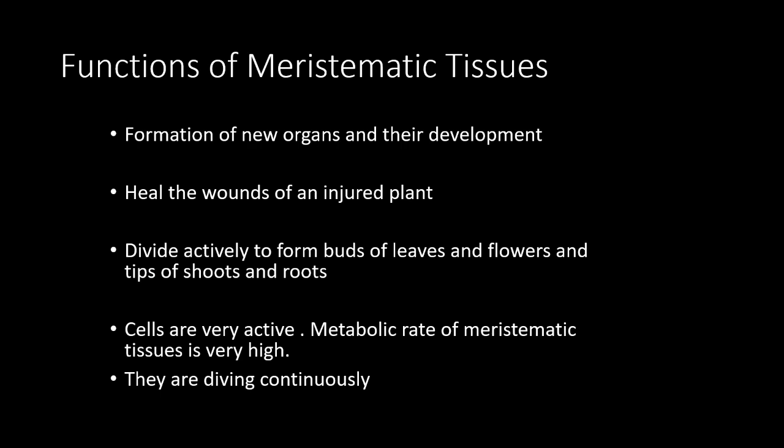Now, the functions of meristematic tissue. Formation of new organs and their development. As we have already discussed, these cells are ever dividing cells. They are continuously dividing, so they are responsible for the formation of new organs of the plant body, such as bud, flower bud, leaves, new branches, etc. They are ever dividing cells, so they heal the wound of injured plant. They divide actively to form buds of leaves, flowers and tips of shoots and roots. So they are responsible for the elongation of shoot and roots.